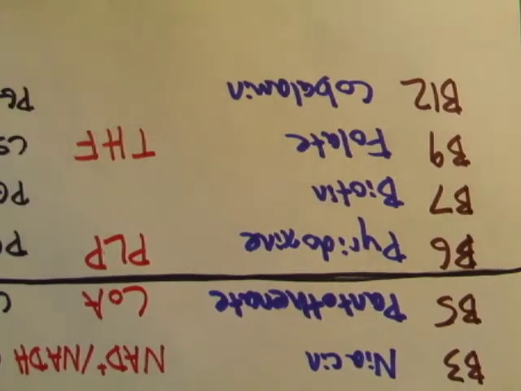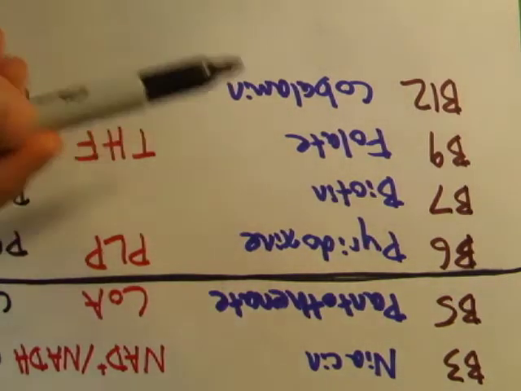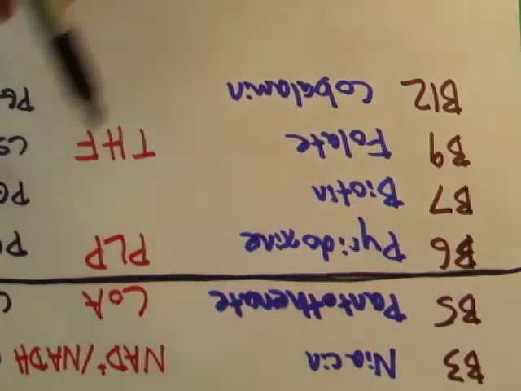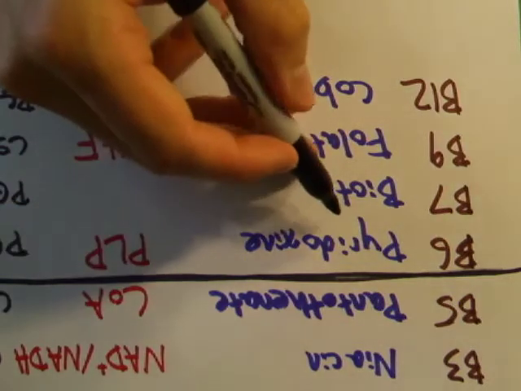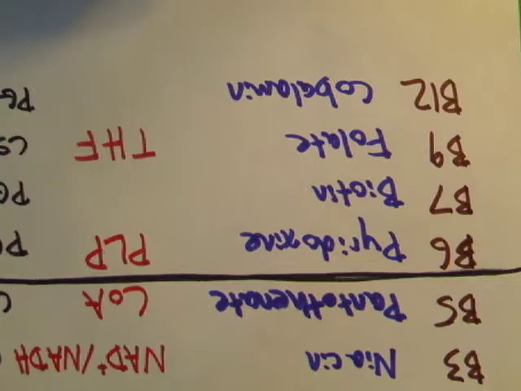B6, 7, 9, and 12 are much smaller players. They come in later in biochemistry, so they're not that important to know from the beginning, but it doesn't hurt to start getting exposed to them. He very well could ask PLP. What's that coming from? Pyridoxine, or vitamin B6.